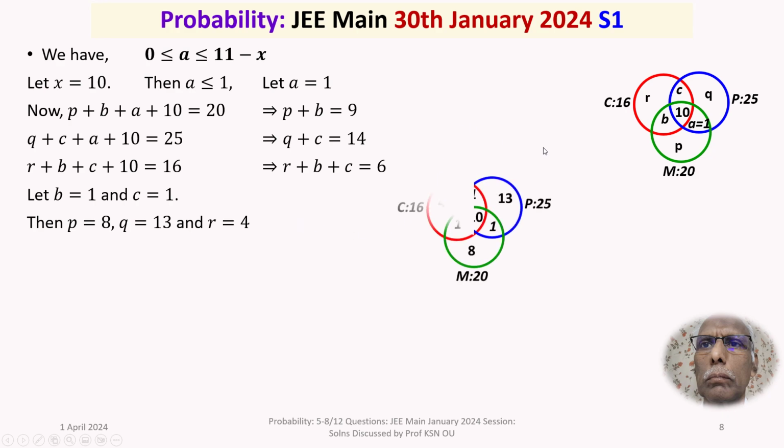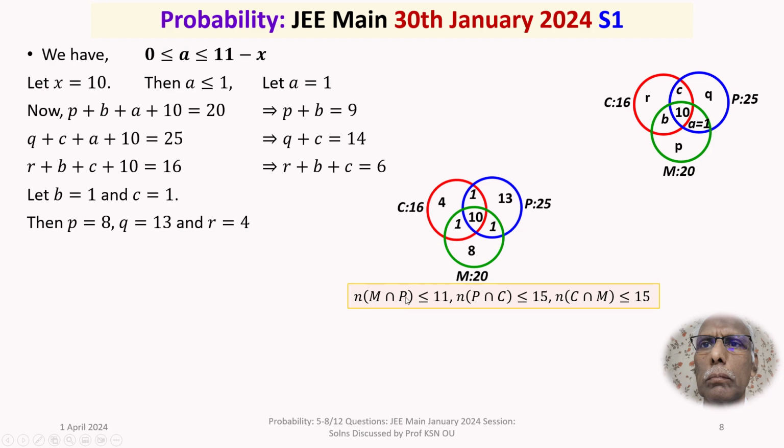So, the Venn diagram, this is 10, this is already 1. And this is 1 and this is 1 we have put, and P is equal to 8, Q is equal to 13, R is equal to 4. Yes, this works. But one will ask a question, sir, is this condition true?